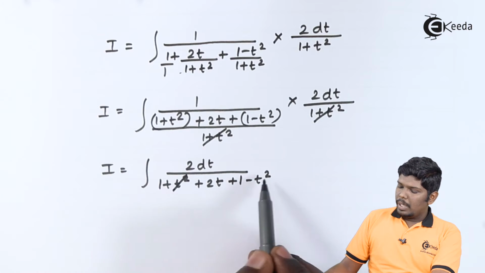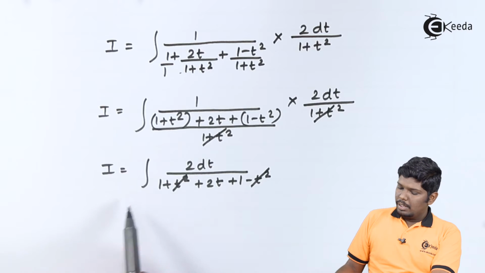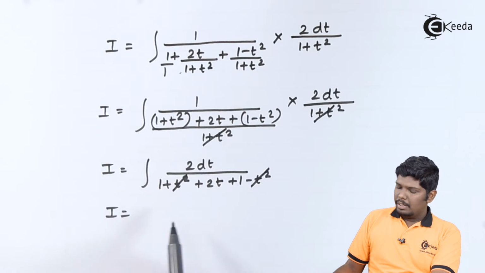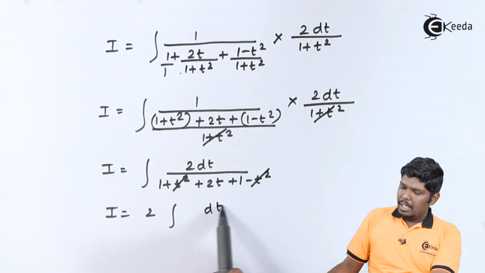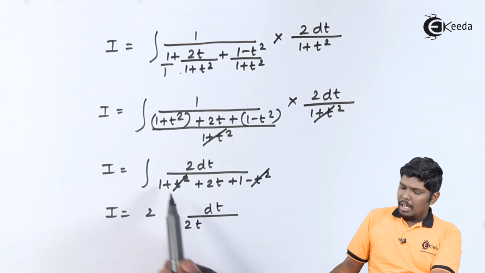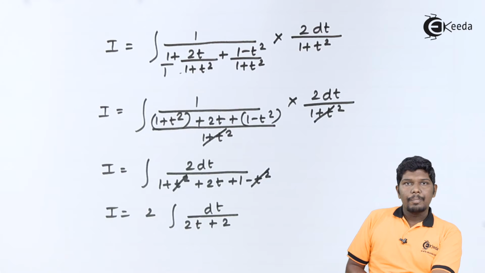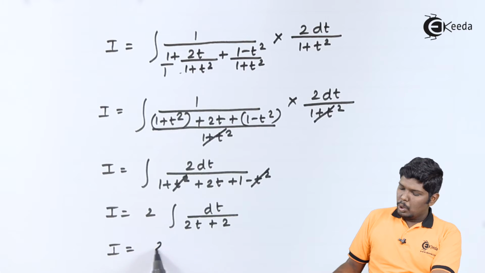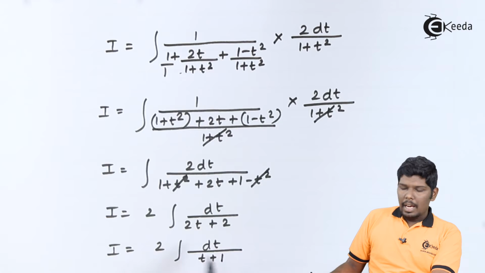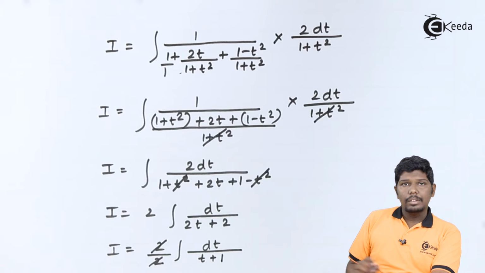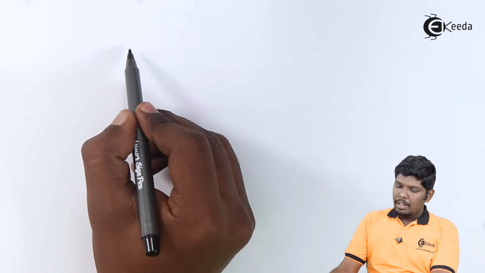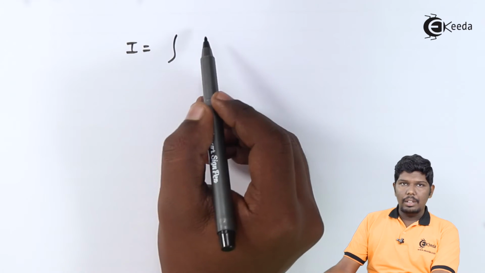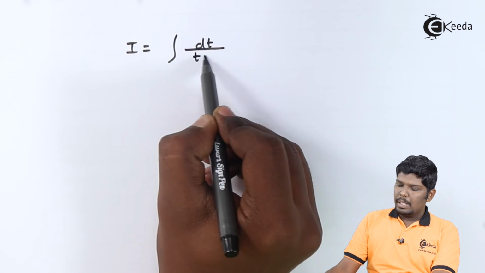As you can see, plus t square and minus t square will be cancelled and taking 2 outside, which is a constant, we have dt upon 2t and 1 plus 1 will give you 2. Again 2 can be taken common from the denominator. That will give you 2 into dt upon t plus 1 and that 2 can be written here which will be cancelled. Therefore I will be integral dt upon t plus 1. Therefore I is equal to integral dt upon t plus 1.